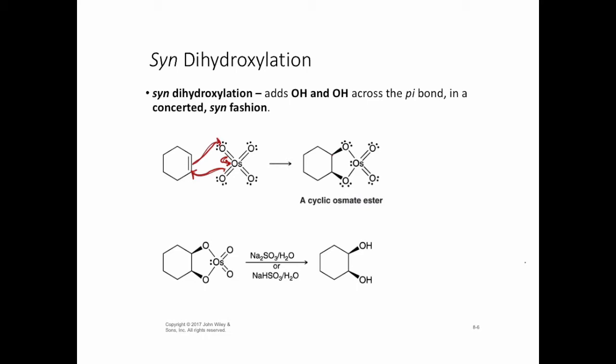And then in a second step, and the mechanism for this is a bit complicated, so I will not show it to you, you use a reducing agent, such as sodium sulfite and water, or sodium bisulfite and water. And that removes the osmium with these 2 oxygens, and you're left with the 2 alcohol functional groups.